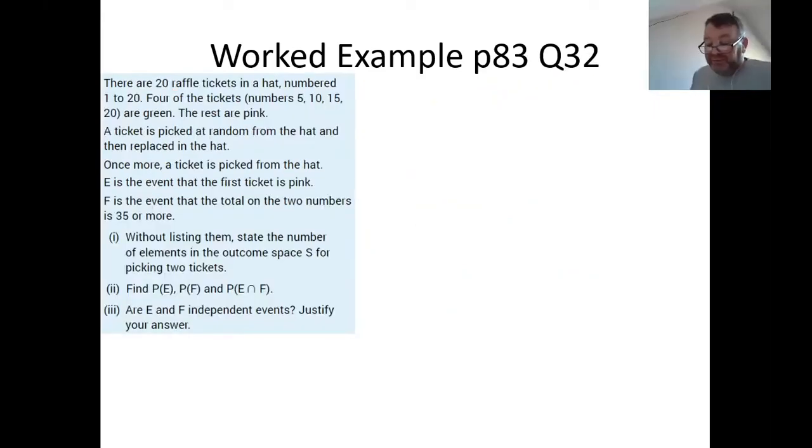There are 20 raffle tickets in a hat numbered 1 to 20. 4 of the tickets, numbers 5, 10, 15 and 20, are green, and the rest are pink. Okay, so let's just start making this. 4 of the tickets, 5, 10, 15 and 20, are green. So they're the green ones. And then pink is the rest.